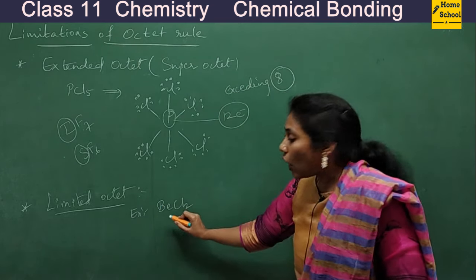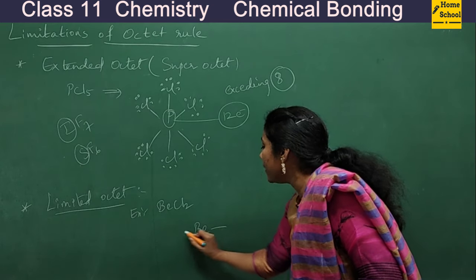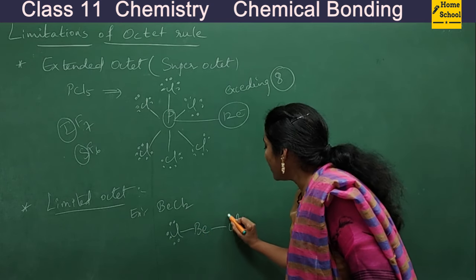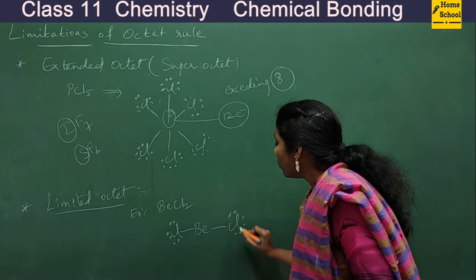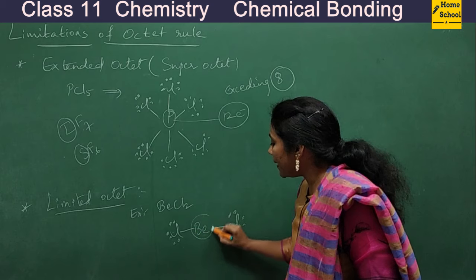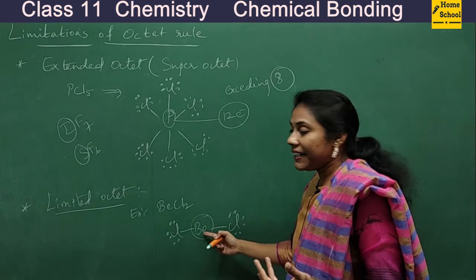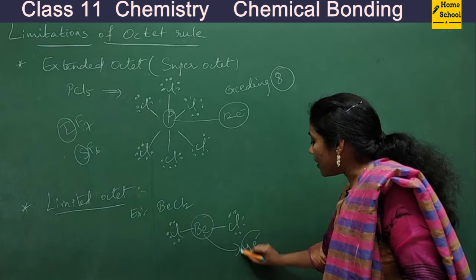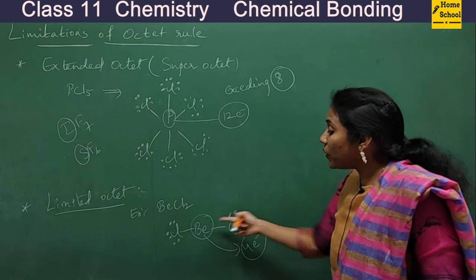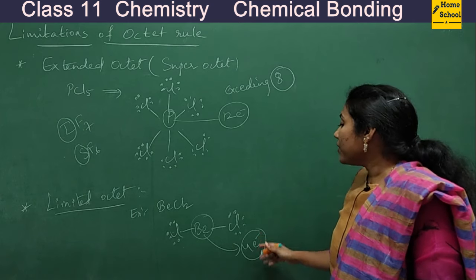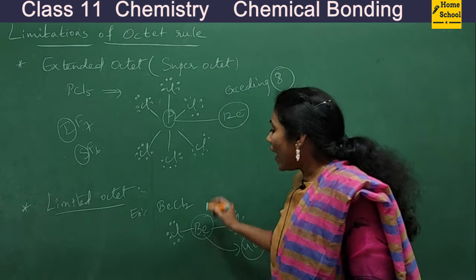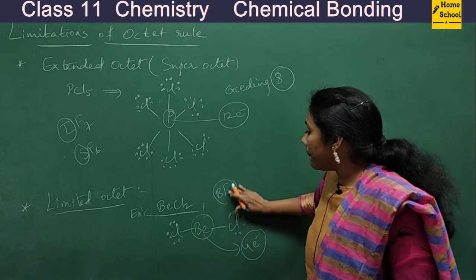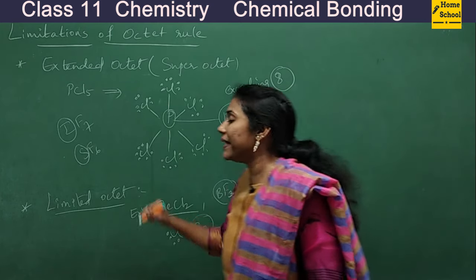When we write the dot structure for beryllium chloride, it is like this. Beryllium and 2 bonds, Cl Cl. On each Cl, 3 lone pairs. Cl's octet is satisfied. What about the beryllium? Any atom to be stable should have 8 electrons. But around this, only 2 bonds are there. That means it has only 4 electrons, right? So it is not showing that 8 electron arrangement around it. So this is what we call limited octet. Another example for limited octet is BF3, the best example for limited octet.